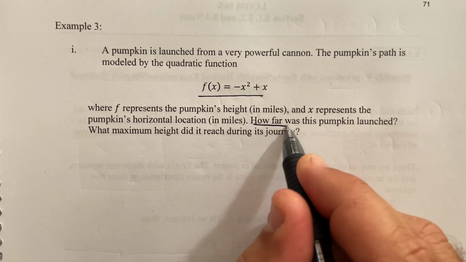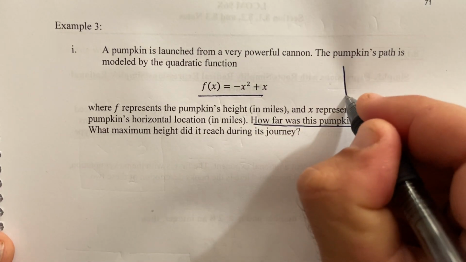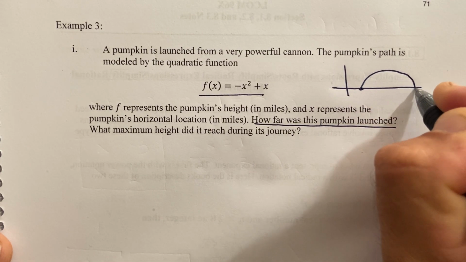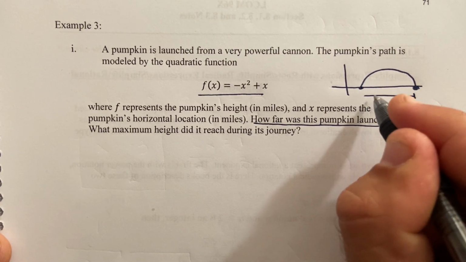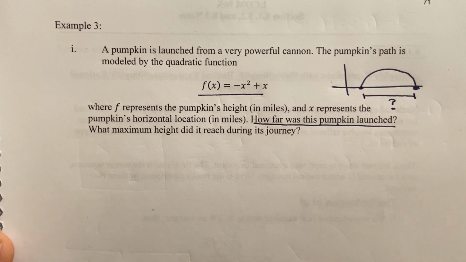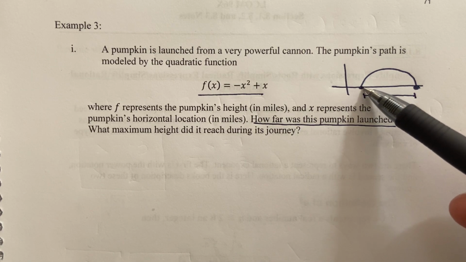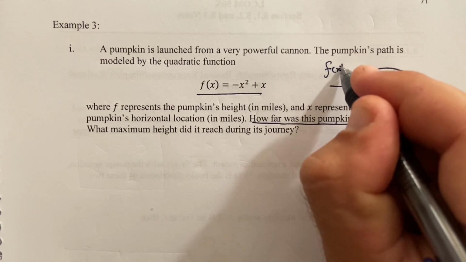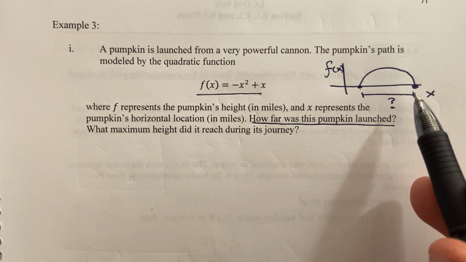So for this first part, how far was the pumpkin launched? A way of figuring that out is saying, well, if it got launched from here and then went way over here, however long this distance is, that would be the answer to that question. If the pumpkin got launched from here, and I'm thinking of this as x, and this is f of x, the height, whatever this distance is, that'll be how far the pumpkin got launched.